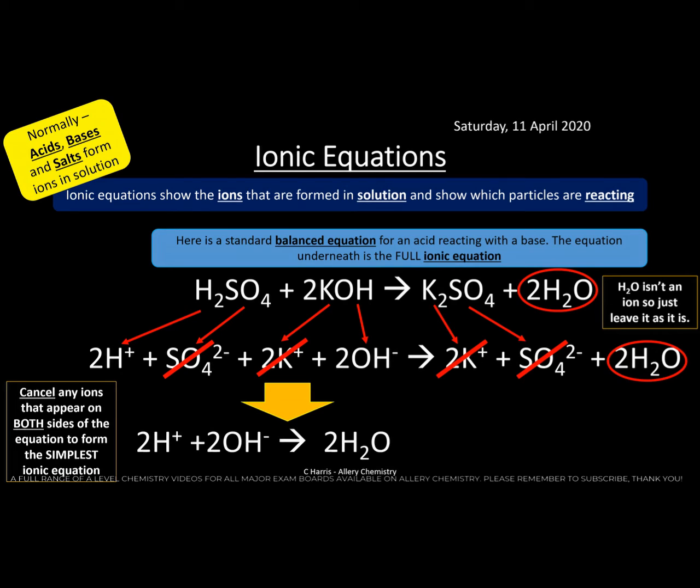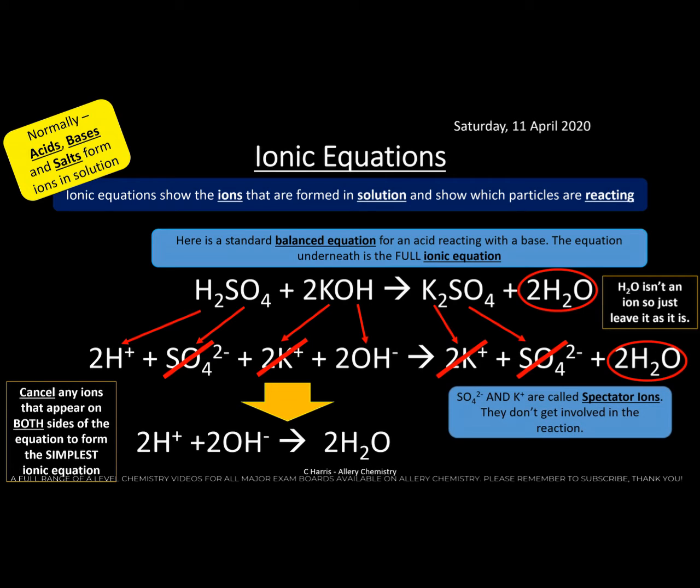So there we are. What we've done is we've cancelled out the sulfate ions and the potassium ions because they exist both left and right, and we get our simplified equation, which is 2H+ + 2OH− forms 2H2O. Or in other words, H+ + OH− forms H2O. So this is a classic simplified ionic equation for the neutralization of an acid and a base, a neutralization reaction.